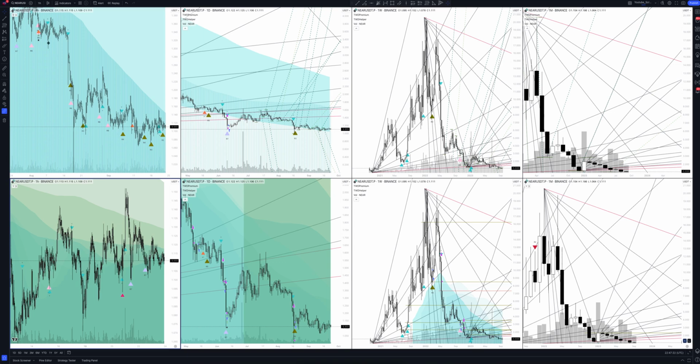Today we will take a look at Near Protocol cryptocurrency. Let's analyze the market situation and find out how you can make money on it. Let's start.